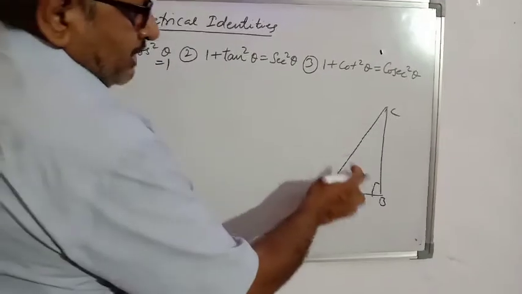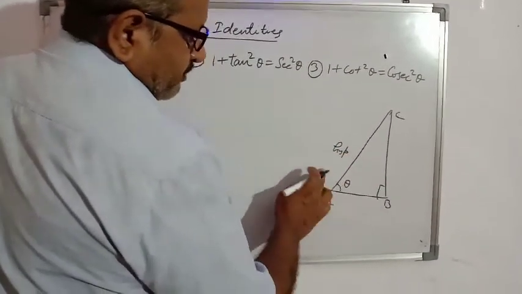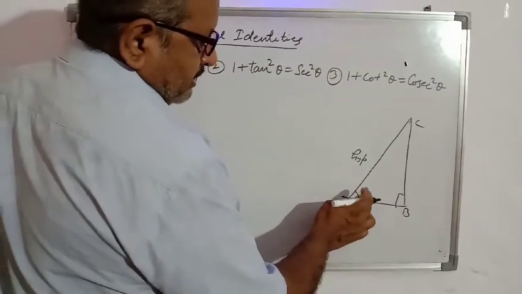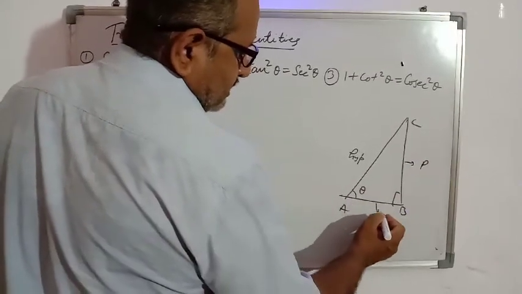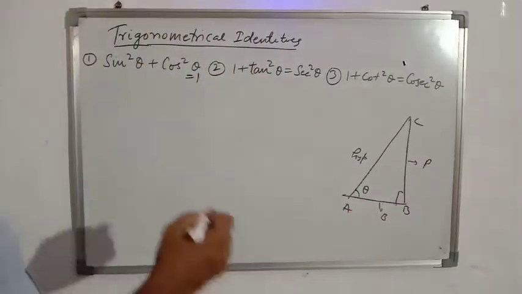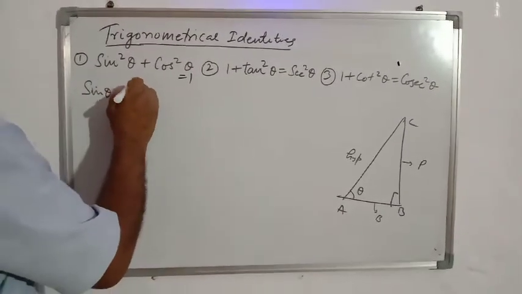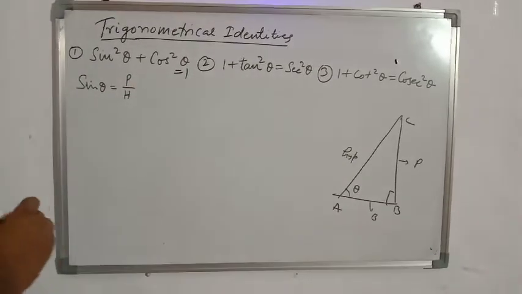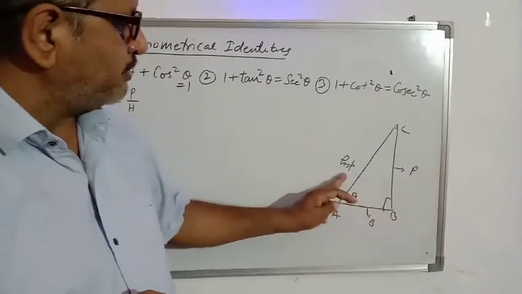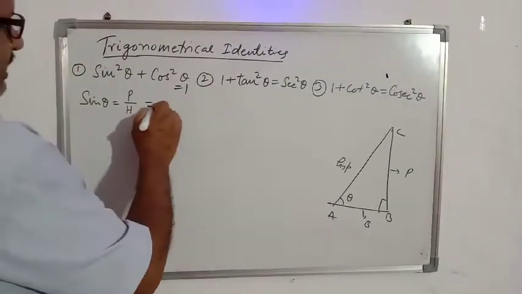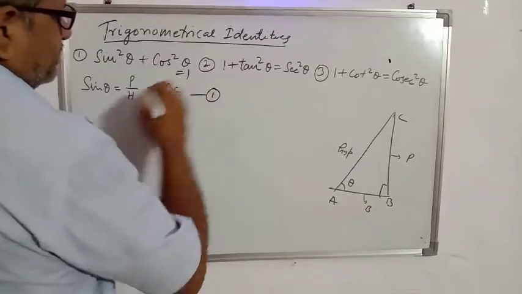We know that the side opposite to 90 degree is the hypotenuse. If we are taking this theta as the acute angle, then its opposite side will be the perpendicular and this side is the base. So we know that sin theta is equal to perpendicular by hypotenuse. Perpendicular is BC, hypotenuse is AC. So we can write BC by AC. This is the first equation.